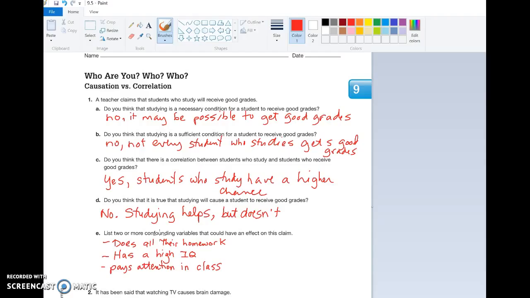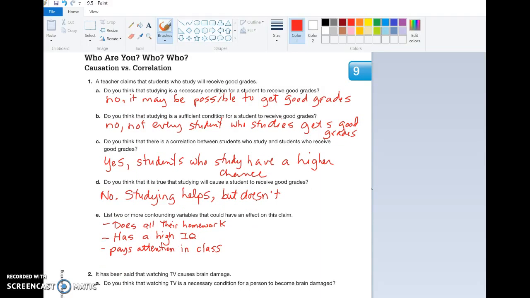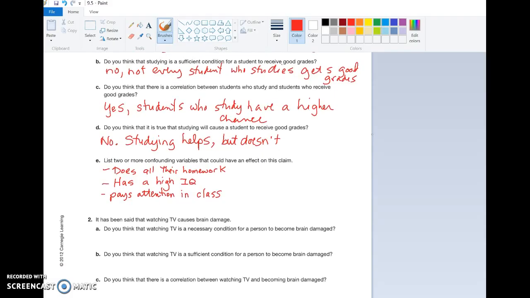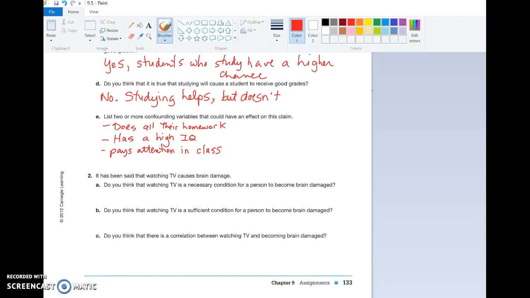Maybe the student has a high IQ, so they pick things up really quickly and they don't really need to study because once they see it, they remember it. Maybe this person pays attention in class and they're really good at hearing and understanding. So there are lots of different reasons why a student might receive good grades, and we can't say that studying causes it. We certainly can say that it helps, but we can't say that it causes.